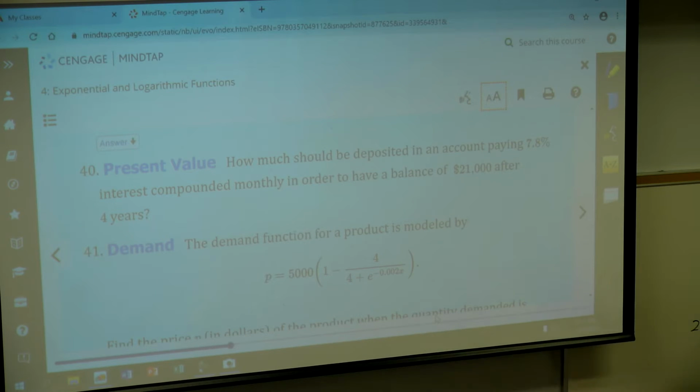So we need to find the initial amount, right? Over time, I get 21,000, so A naught, the initial amount, would simply be 21,000 divided by 1.0065 raised to 48. What do we get? 15,387.